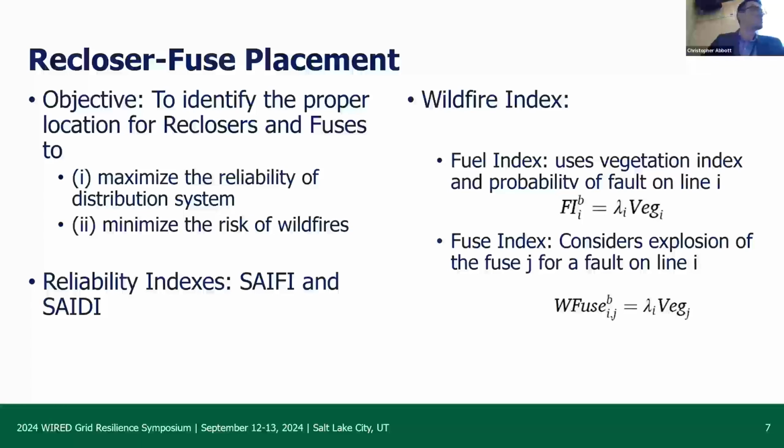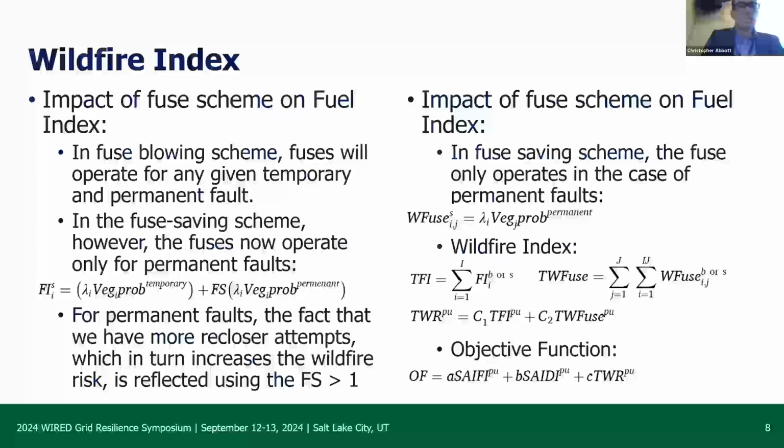And based on that, we define the wildfire index. And that wildfire index depends on 2 technical factors. The location of the fuse, because if we have an explosion type fuse, when the fuse operates, we have a risk of wildfire at that location. And also the other index, which is called the fuel index. The fuel index is because of the location of the fault, and the reclosing that increases the risk of fire at the location of the fault. Yeah. So based on that, we define these indexes, and they depend on the vegetation. We came up with some vegetation factor, and we came up with an overall wildfire index, which also depends on the fuse scheme, fuse blowing and fuse saving scheme. And then we define an overall objective function.